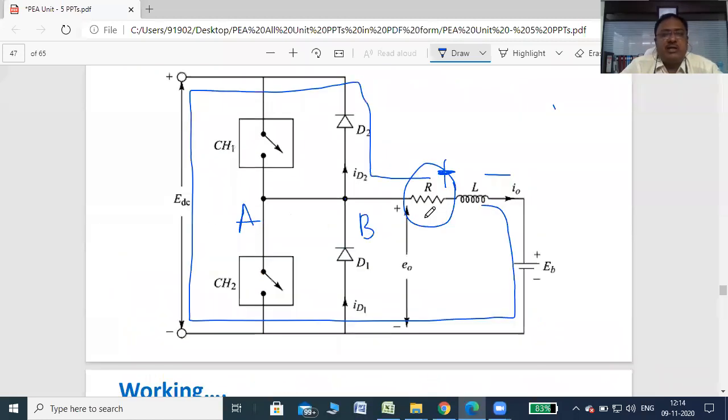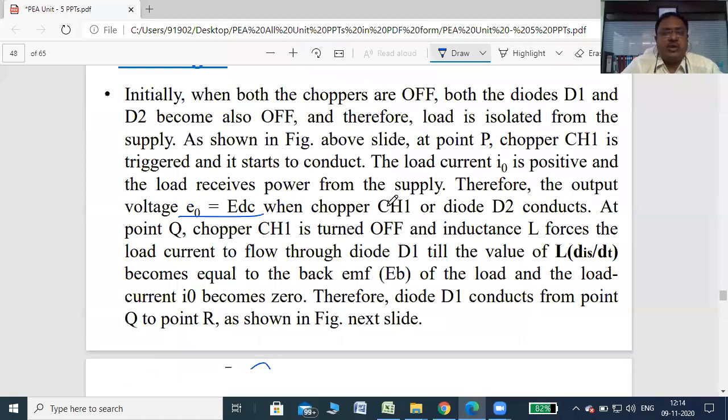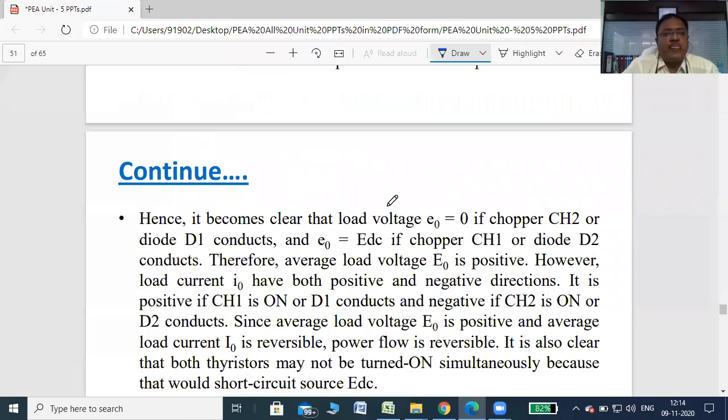So in this particular two quadrant chopper, chopper 1 and diode D1 execute the class A type chopper, and chopper 2 and diode D2 perform the class B type chopper. Okay, so class A and class B both are performed in this chopper. So this type of chopper is normally used for better accuracy. Okay, so this is a two quadrant chopper.